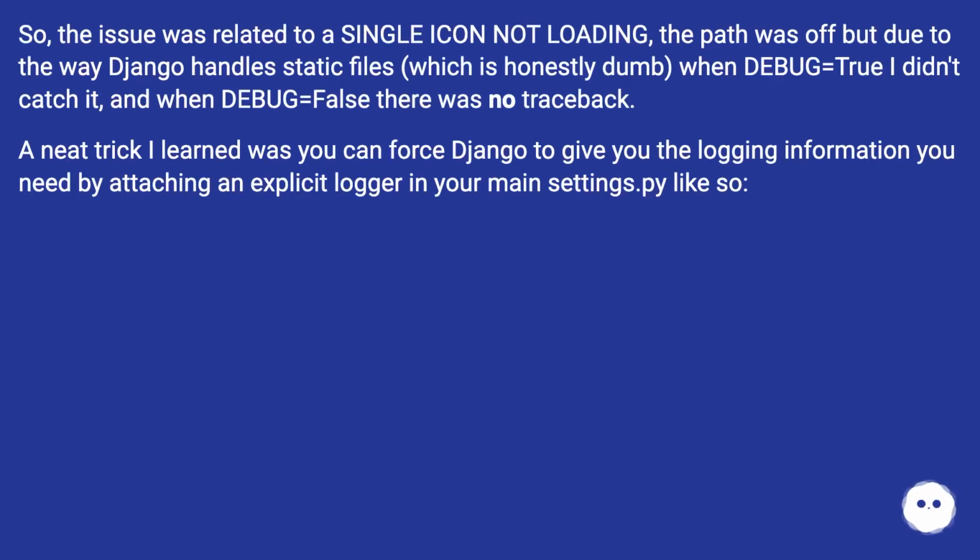So, the issue was related to a single icon not loading. The path was off, but due to the way Django handles static files, which is honestly dumb, when DEBUG equals True I didn't catch it, and when DEBUG equals False there was no traceback. A neat trick I learned was you can force Django to give you the logging information you need by attaching an explicit logger in your main settings.py like so.